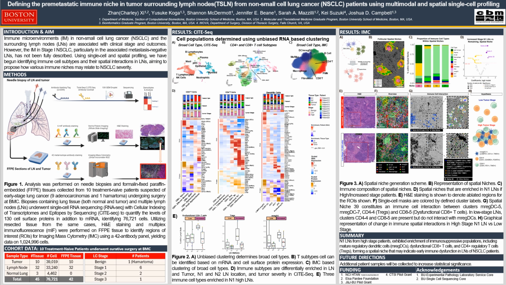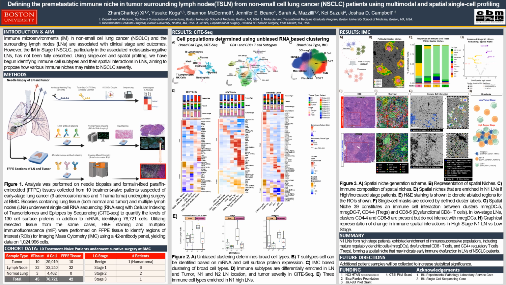So the immune microenvironments in non-small cell lung cancer and the surrounding lymph nodes are associated with the clinical stage and outcomes. However, the immune microenvironment in the stage 1 non-small cell lung cancers that particularly are associated with the metastasis negative lymph nodes have not been fully described.